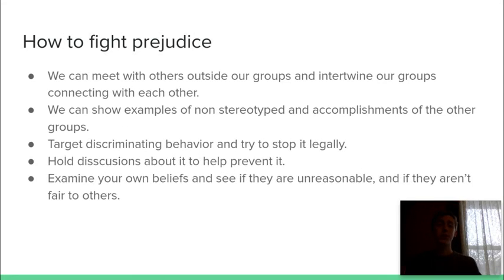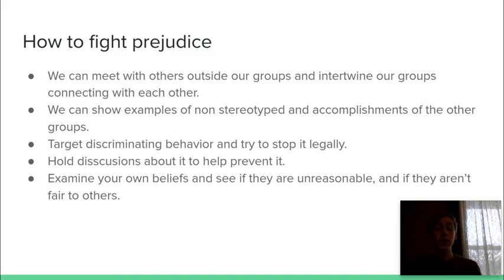Now, how to fight prejudice. This one is pretty straightforward, and I agree with all of these. The first thing you can do is meet with people outside of your groups, intertwining groups, connecting them with each other. Just go out of your way, take somebody, add them into your friend group out of the blue, and become friends with them, even if they have a different race, religion, or whatever.